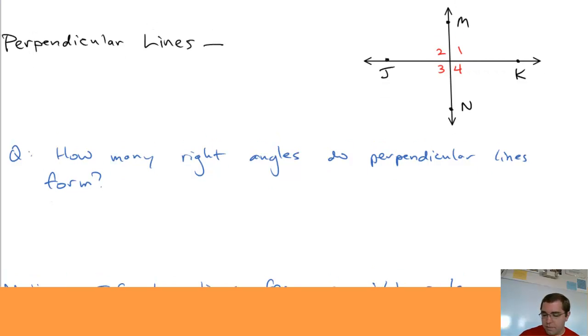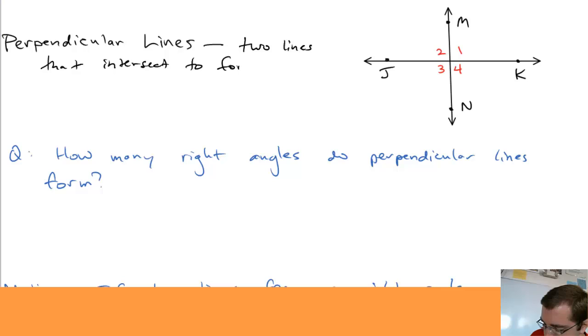Alright. Let's talk about perpendicular lines. Perpendicular lines are two lines that intersect to form right angles. Right angles, remember, are angles equal to 90 degrees. If we look at the picture on the right there, line JK and line MN intersect each other.